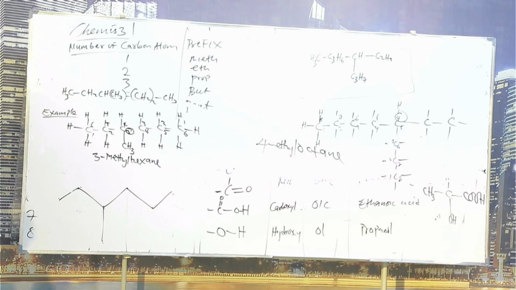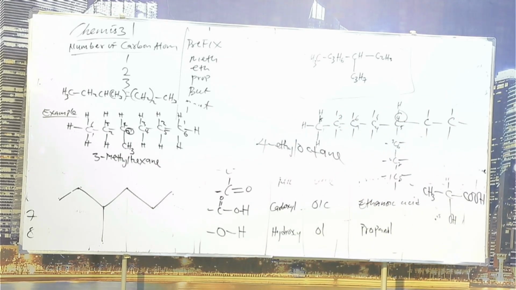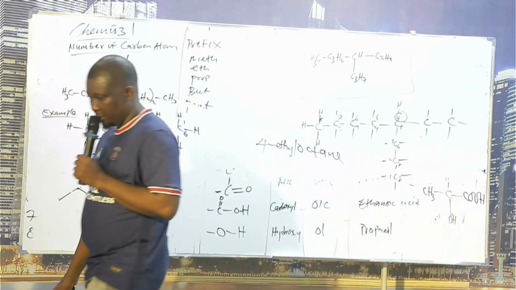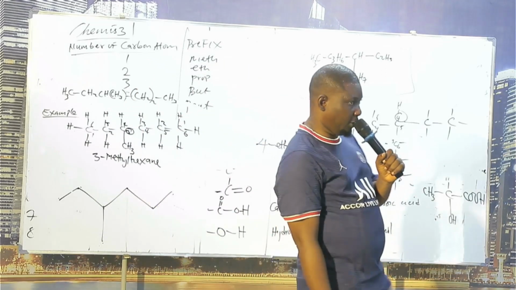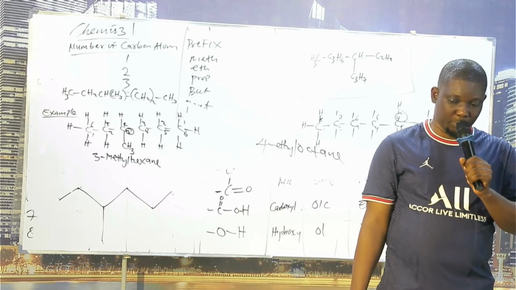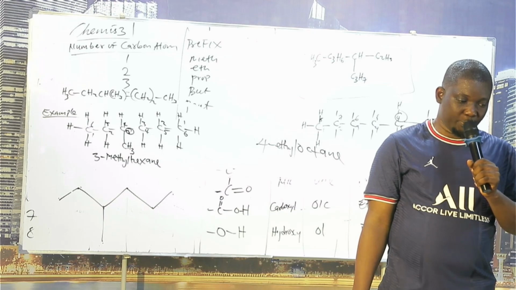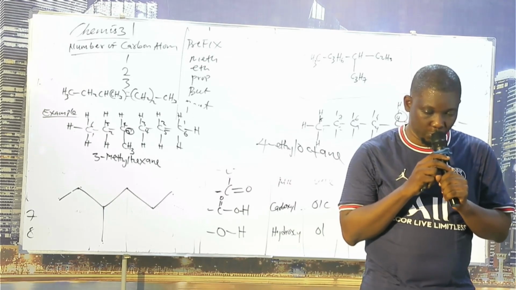Number 3. If two or more side chains occur, number the carbon in the long chain to give the side chains the lowest possible number.